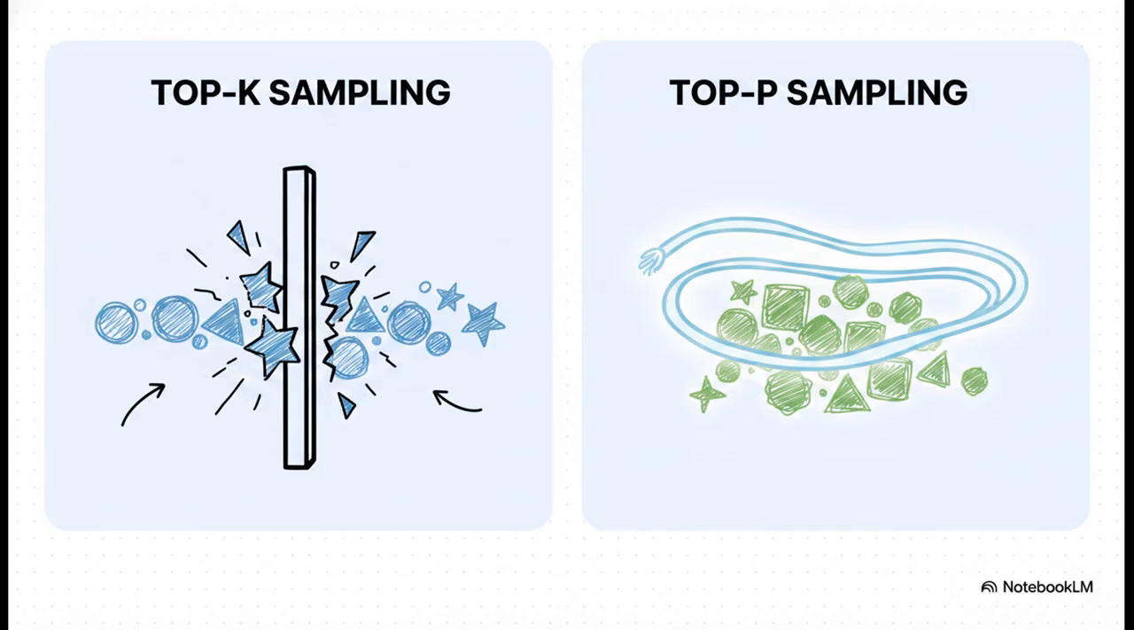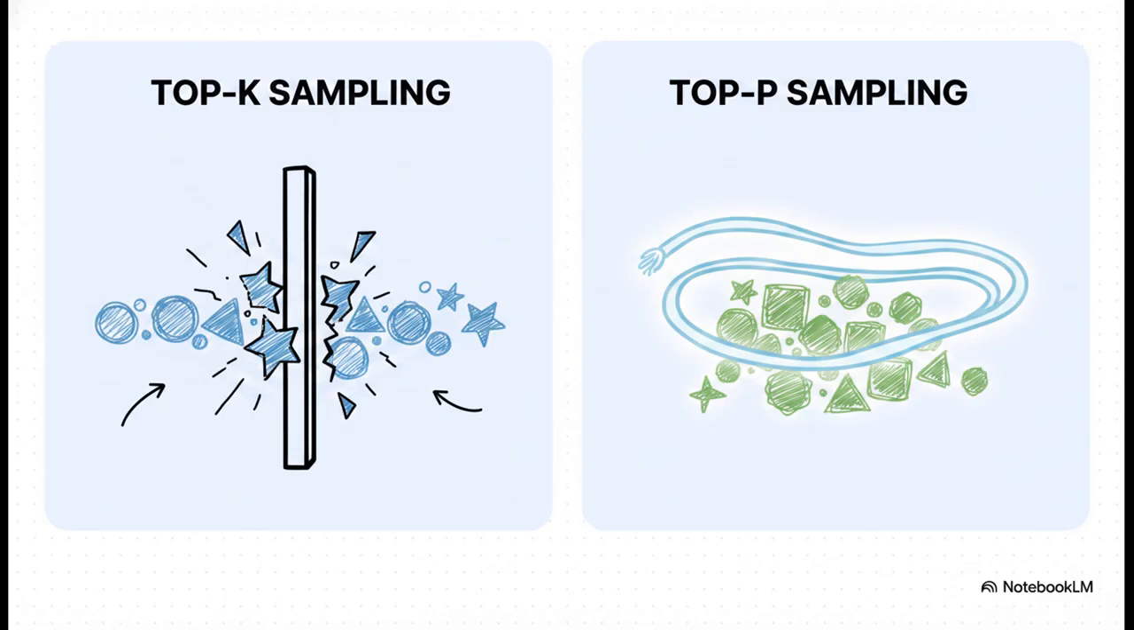Top K sampling is a very rigid approach. You set a hard algorithmic cutoff, say the top 50 tokens, and immediately discard the rest of the 256,000-word dictionary. But this inflexibility sometimes tosses out valid choices when the model is genuinely uncertain.